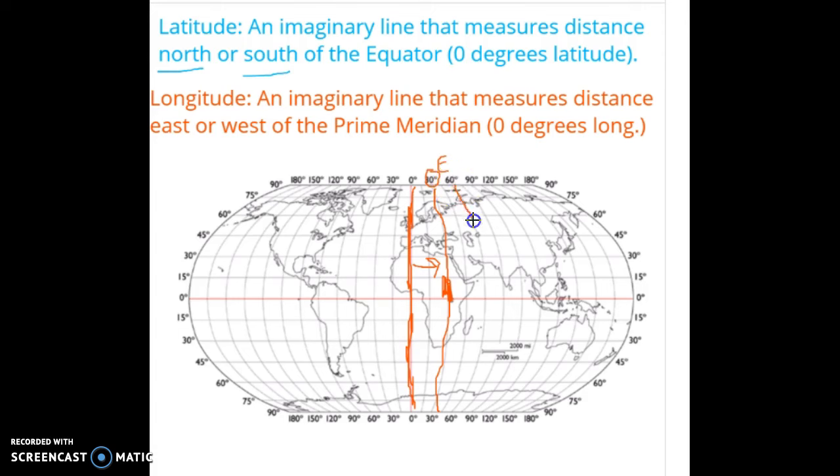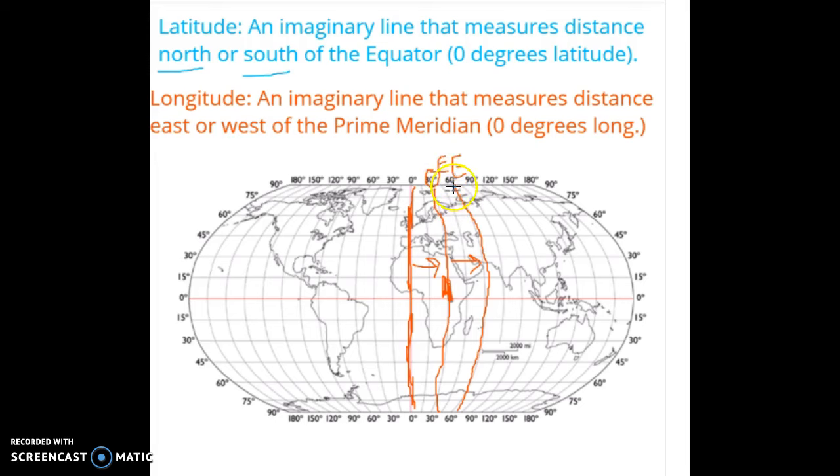In fact, all of these lines, like 60 degrees, are east of the prime meridian. I had to continue to go east from the prime meridian to get there. So this is 60 degrees. That's how far away it is from 0, the distance it is from 0.